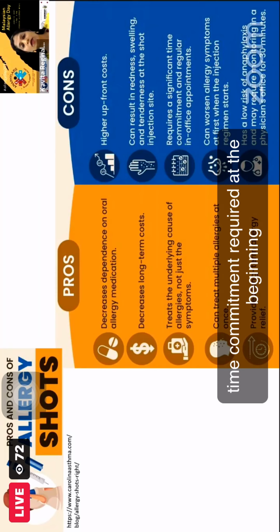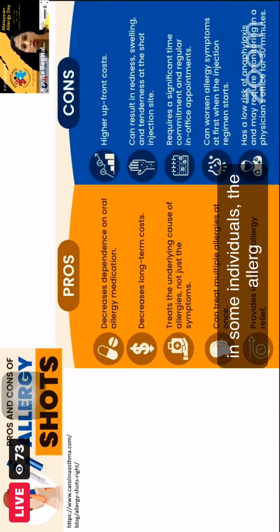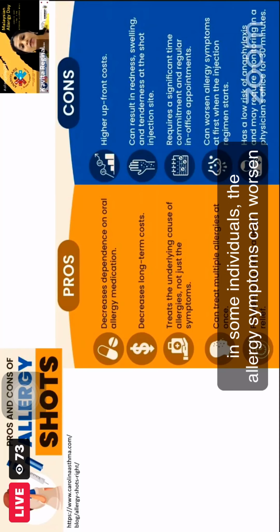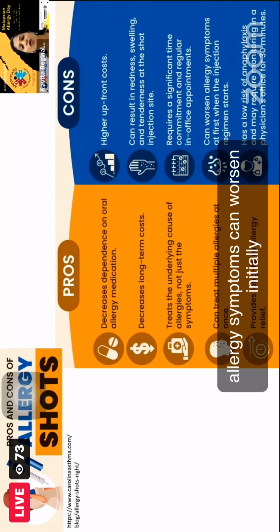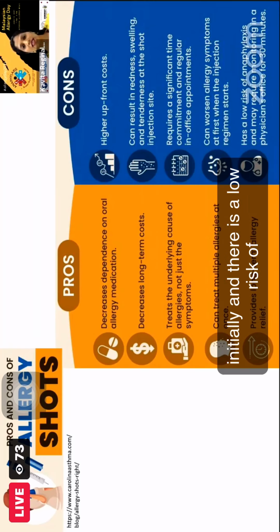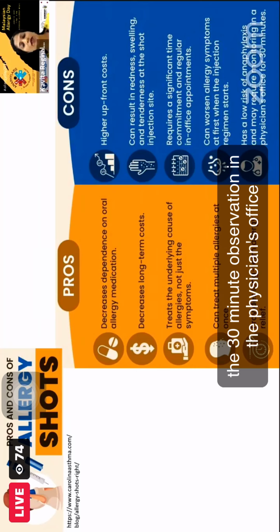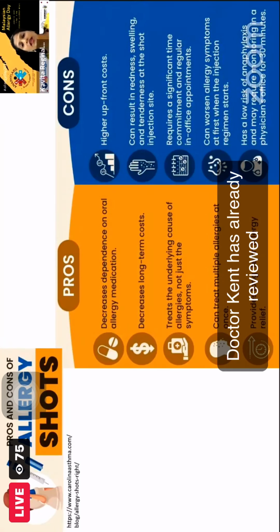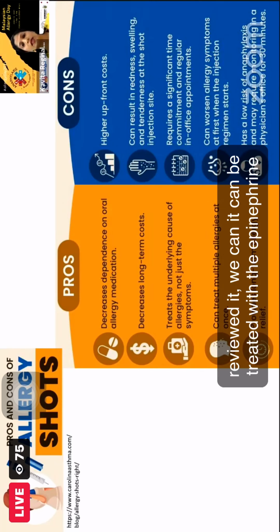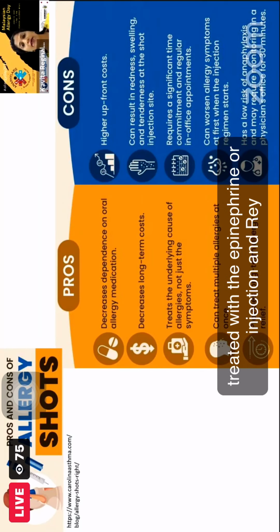At the beginning of the immunotherapy, in some individuals, the allergy symptoms can worsen initially, and there is a low risk of anaphylaxis, which is often treated very well by the 30-minute observation in the physician's office. And as Dr. Kent has already alluded, it can be treated with the epinephrine autoinjection and with physician's care.